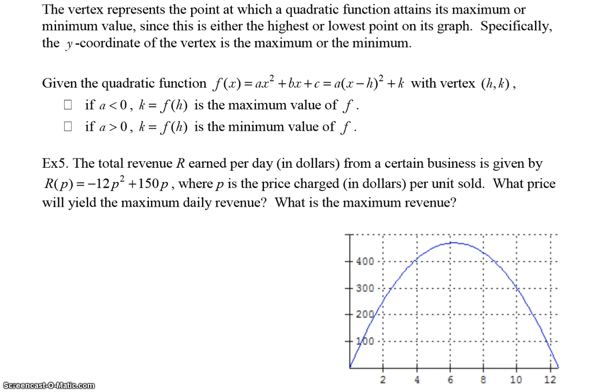If a is positive, the parabola opens up. Therefore, the vertex would be the lowest point on the graph, and from that it would follow that the y-coordinate of the vertex, k, would be the minimum value of the function. So we want to look at the sign of a to determine whether we get a maximum or a minimum, and then determining the vertex, the y-coordinate of the vertex will represent the actual minimum or maximum value.